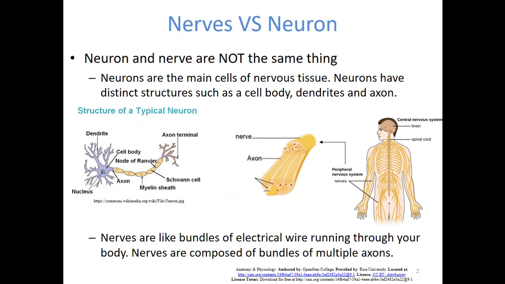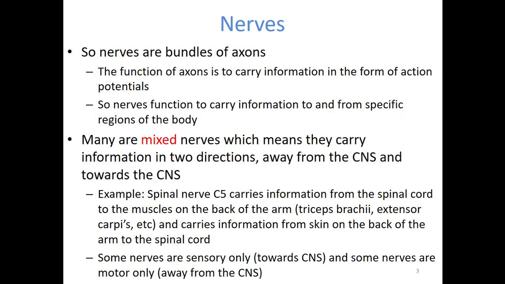So neurons and nerves are related in that a neuron is a cell that has a part called an axon. And inside of a nerve, you will find many, many axons. So nerves are bundles of axons. And the function of an axon is to carry information in the form of an action potential. Therefore, nerves, which are made of axons, must also function to carry information in the form of an action potential. Nerves carry information to and from specific regions of the body.